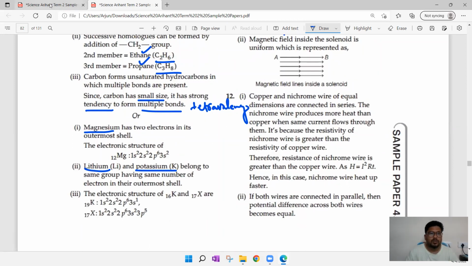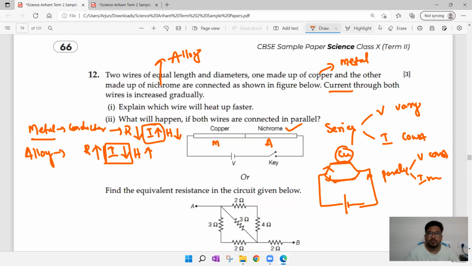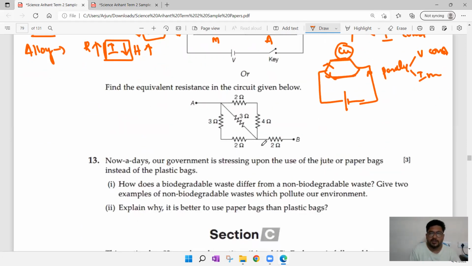And the internal choice, find equivalent resistance. You see, when a circuit is given like this, don't get confused. First of all, try to solve the system which is in series. You see, these two resistors are in series, right? Try to solve these two. If you solve these two, that circuit becomes like this.